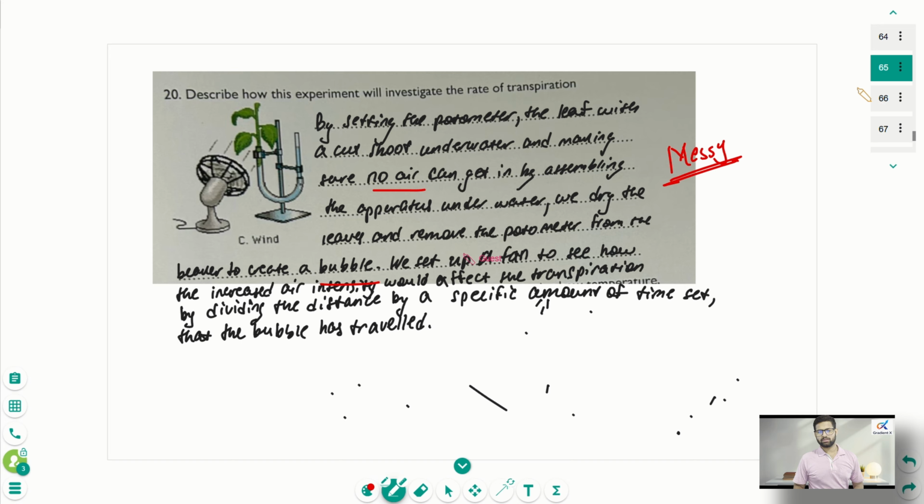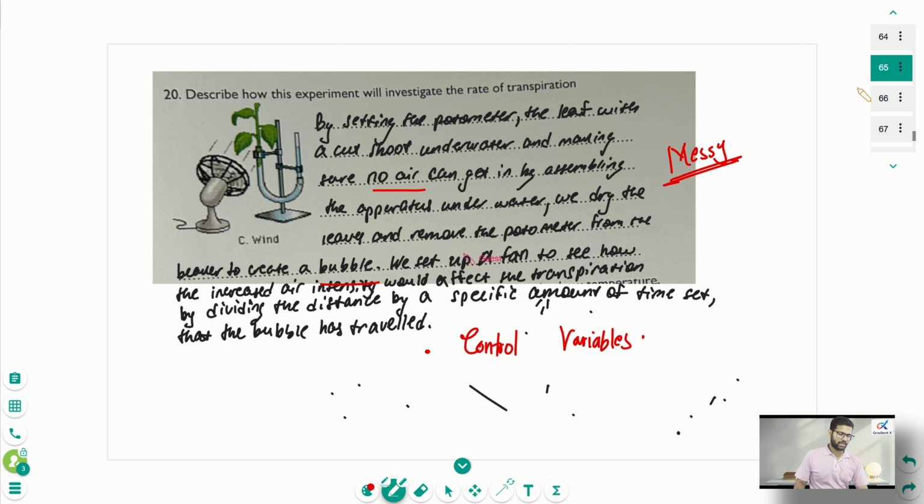How can you make it easy for your teacher in school? Should I just write, we should set the potometer and the leaf, we should cut the shoot under water? Wait, rather than rushing, I'll tell you. First, tell the control variables. What are the control variables over here? You already know that. This answer can be reframed in such a way that will get full marks.